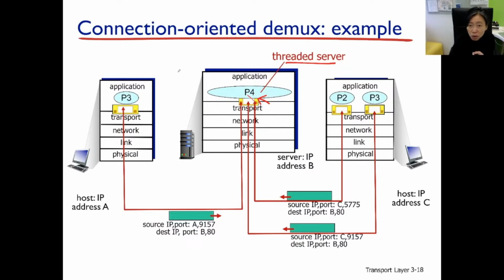This type of connection-oriented demux is TCP, but it only looks at the destination port number and the destination IP address. Therefore, a message coming in this way, source being A, source port number 9157, and this one here, source being C, with a different port number, will all be accepted by the listening socket here.